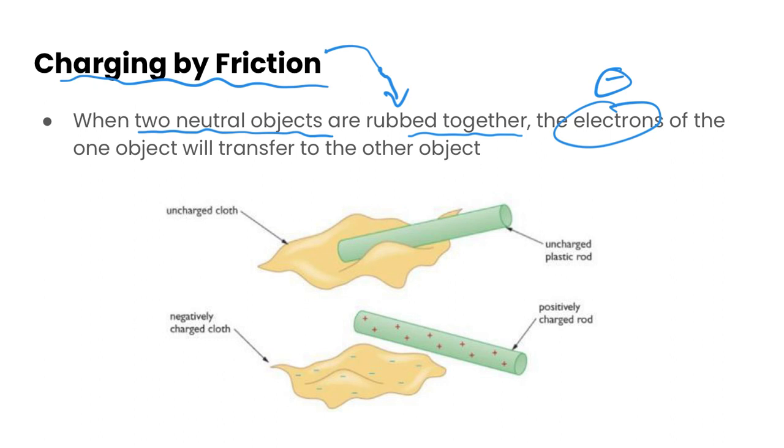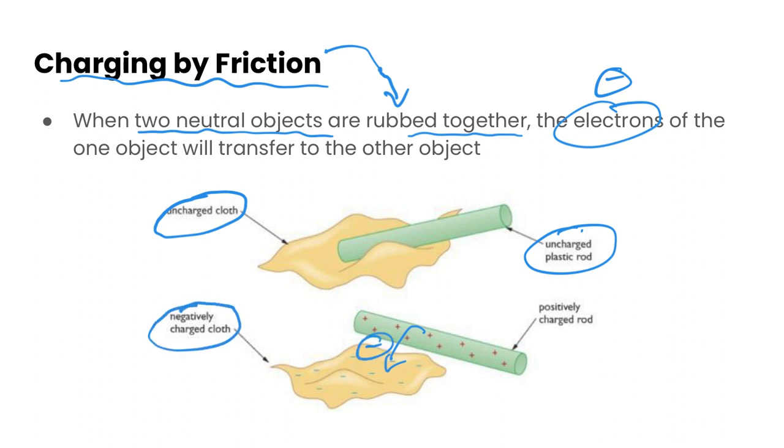In our picture here, for example, we have an uncharged cloth and an uncharged plastic rod. Both of these are neutral. But if we rub them together, electrons in this case transfer from the rod onto the cloth. That gives the cloth an overall negative charge and the rod an overall positive charge. Now, in a later video we'll get into how you know which charge each object is going to take. That is coming up shortly in a separate video.